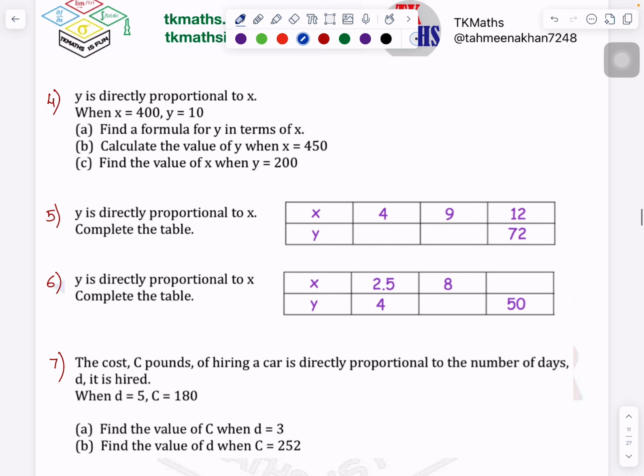Now in the next video I will explain these 4 questions. Same thing, all the questions I have taken are for directly proportional. You can see it is written here, right? Then I will emphasize what to do when it says formula for y in terms of x, and when a table is given, how to do it.